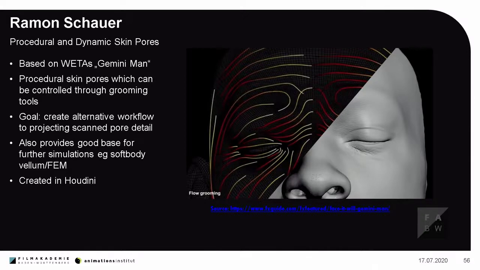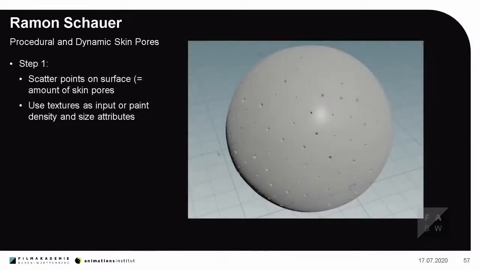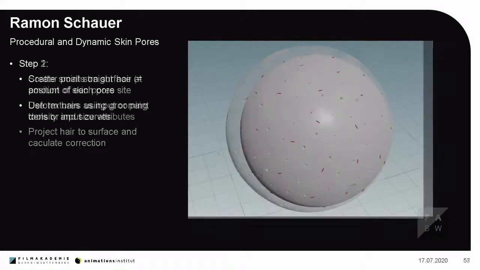And it also would provide a good base for further simulations, since the pores can be generated on every frame of the animation. They can be done after the animation is done, which would allow reaction to the smaller deformations. So I'll just walk you through the progress I have so far. First, we scatter points on the surface, and we have a lot of parameters to control them, the way they are spaced, how big they are, and we are using this as our main pore.